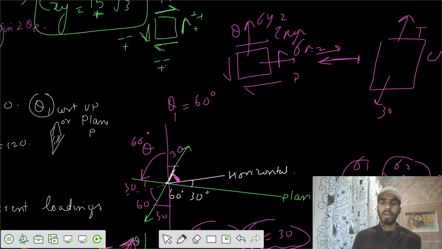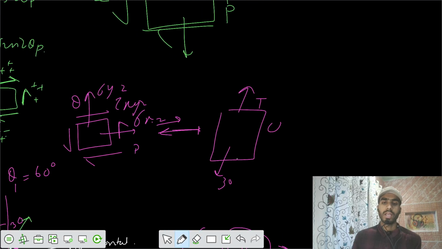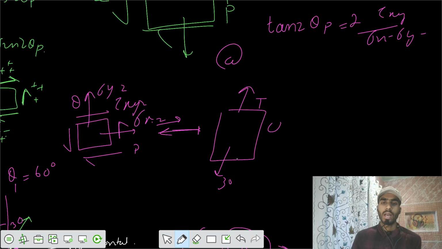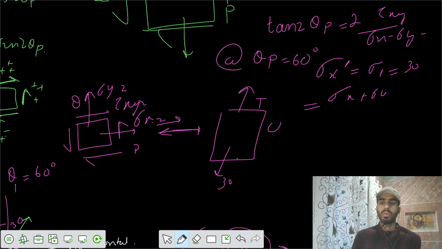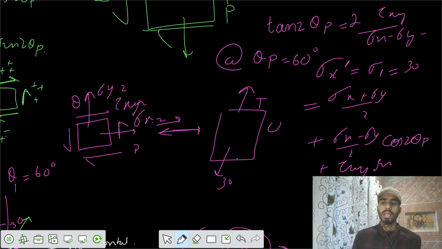Then what is tan 2 theta p? That's 2 times tau xy divided by sigma x minus sigma y. Similarly, at theta p equals 60 degrees, I have sigma x dash, which equals sigma 1, that is 30 megapascal. That equals sigma x plus sigma y by 2, plus sigma x minus sigma y by 2 cos 2 theta p, plus tau xy sin 2 theta p.